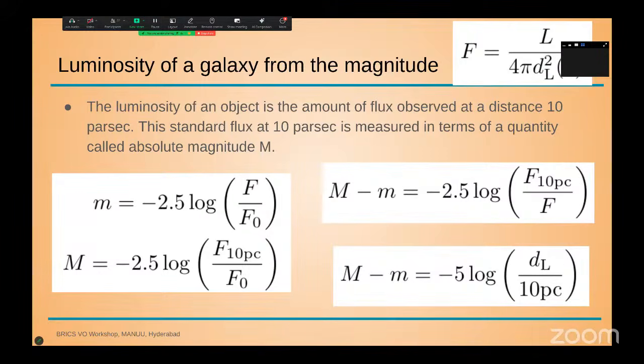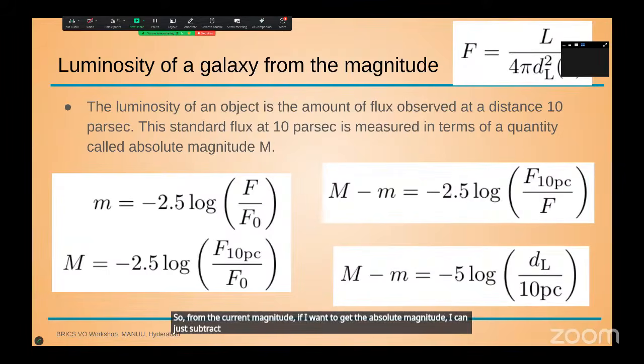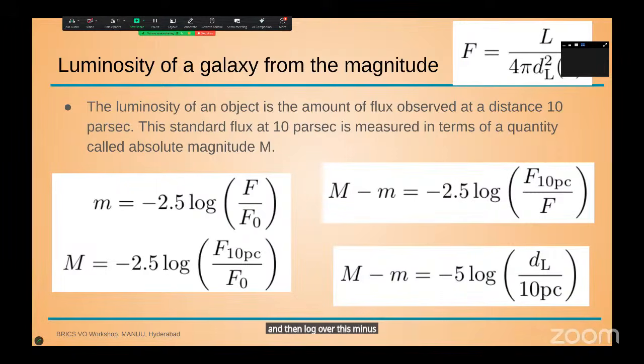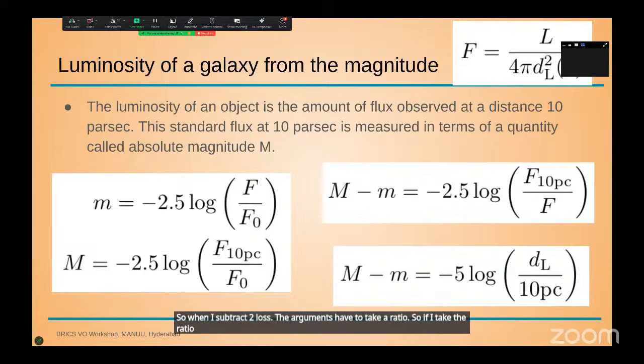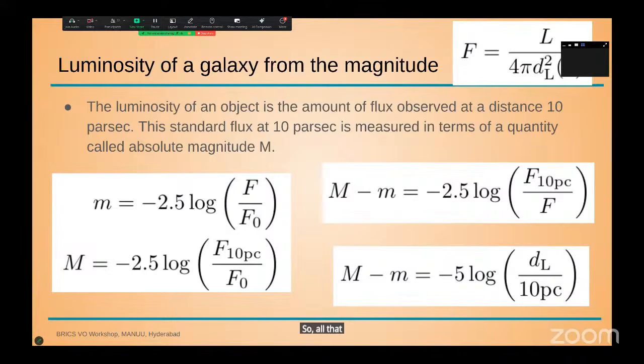So from the apparent magnitude, if I want to get the absolute magnitude, I can just subtract these two things. What do I get then? M minus m is minus 2.5 common, and then log of this minus log of this. So when I subtract two logs, the arguments have to take a ratio, right? So if I take the ratio, what will happen is F0 will cancel out. So all that you will get is the flux at 10 parsecs divided by F.